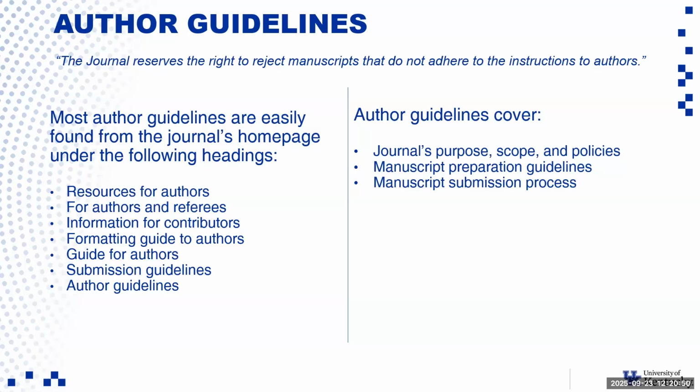So if you plan to publish a case report or a specific type of review or any other special type of research, you should review what types of articles the journal accepts to see if you can find those articles that are recently published in the journal, just to make sure that the journal is a good fit for your work. Most author guidelines are easily found on the journal's homepage. It usually says guidelines for authors or author instructions. And again, those will cover the purpose, the scope, the policies, the manuscript preparation guidelines, and the submission process.